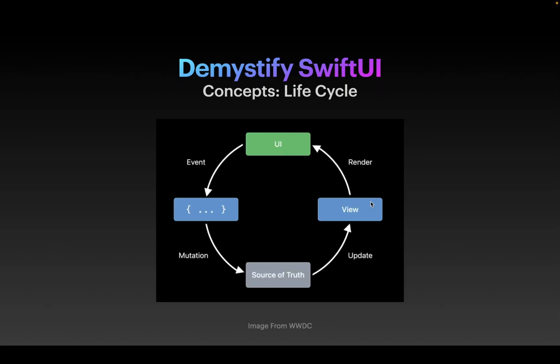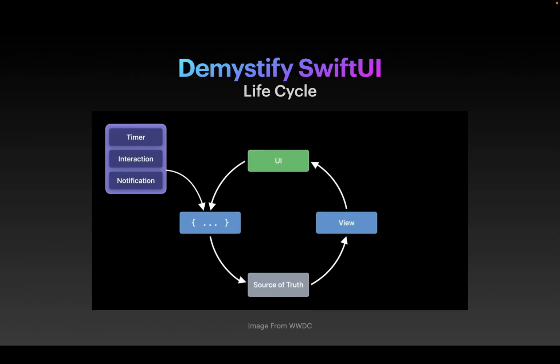When the UI receives some events or updates, for example a user action like clicking on a button, that's an event. The event can sometimes mutate the data. When we mutate data, we reflect that kind of change on our source of truth.